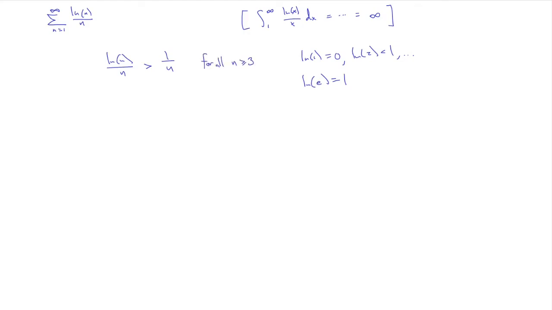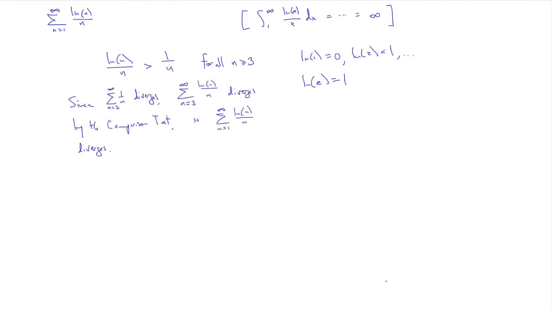And so as long as n is greater than e, and since we're talking about natural numbers, we can start with 3, we have that the natural log of n over n is greater than 1 over n for all values of n greater than or equal to 3. Now, the comparison test said that it had to be for all values of n, but it's not strictly true. It's good enough if it's for all values of n greater than or equal to something or other. In other words, you can throw away the first few terms of the series, and it doesn't change whether or not the series is going to converge.